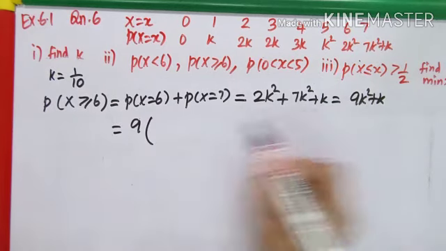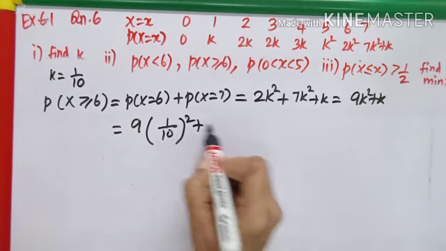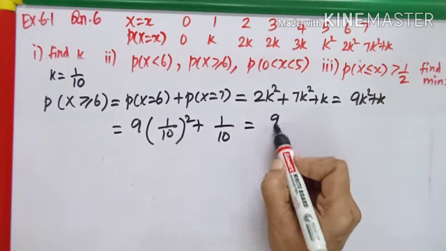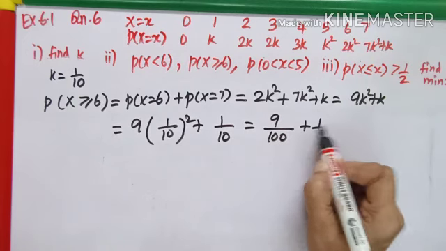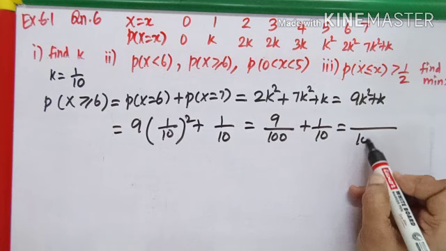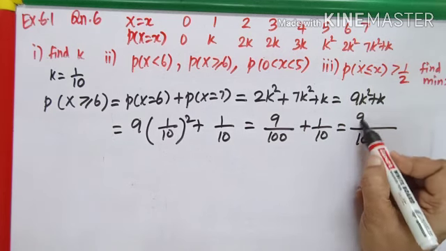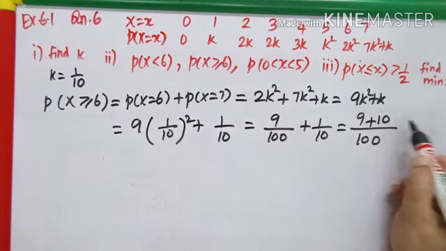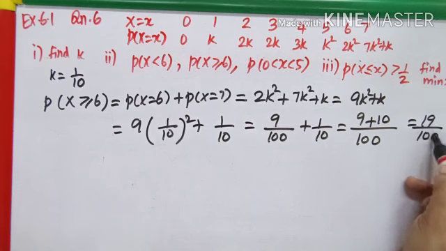And k value is 1 by 10. As I substitute, my answer is 9 by 100 plus 1 by 10. Taking the LCM 100, it is 9 plus 10, which is 19 by 100.